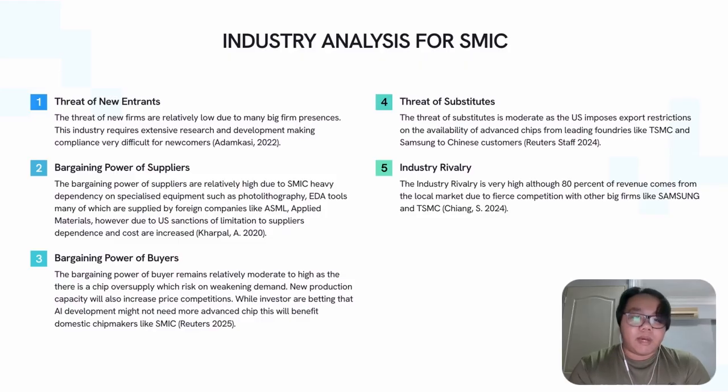The bargaining power of buyers is moderate to high as there's a chip oversupply. This risks weakening demand. New production capacity will also increase price competition, while investors are betting that AI development might not need more advanced chips, which will benefit chip makers like SMIC.